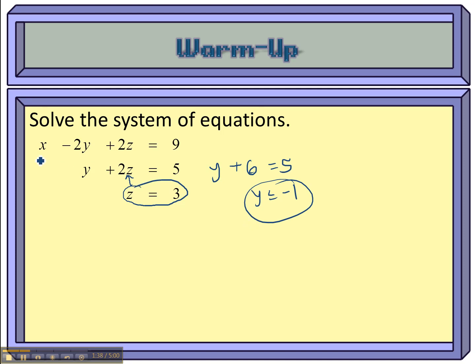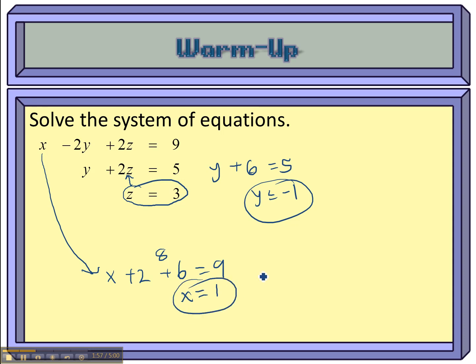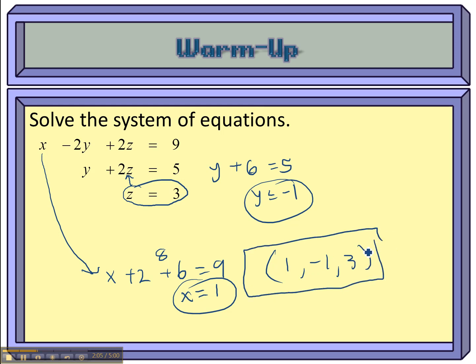And then finally, to get my x, I take both of those, y and z, and put them into the top equation. X minus 2 times -1, that's actually plus 2. Plus 2 times 3 is 6 equals 9. That's a total of 8. Subtracted over, x equals 1. So you write your final answer as an ordered triple: 1, -1, and 3. You can see how simple that was to solve.